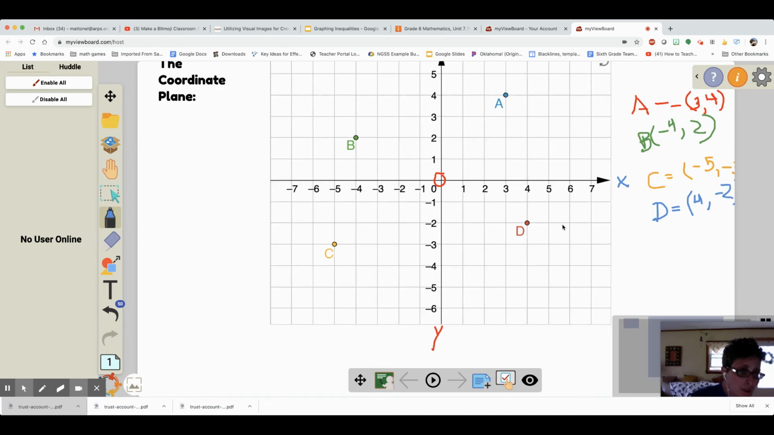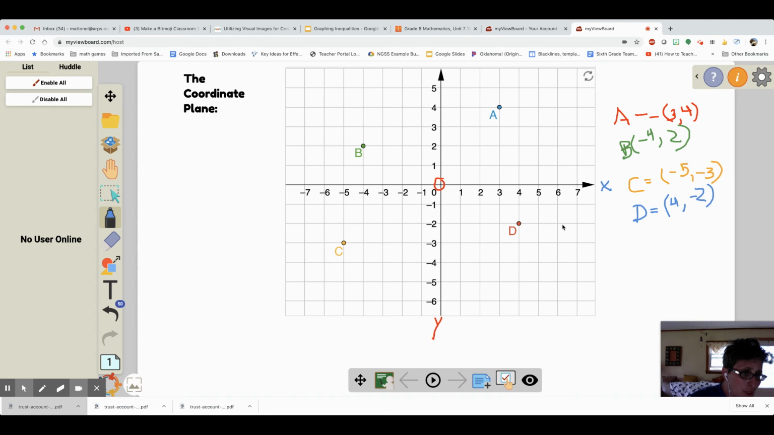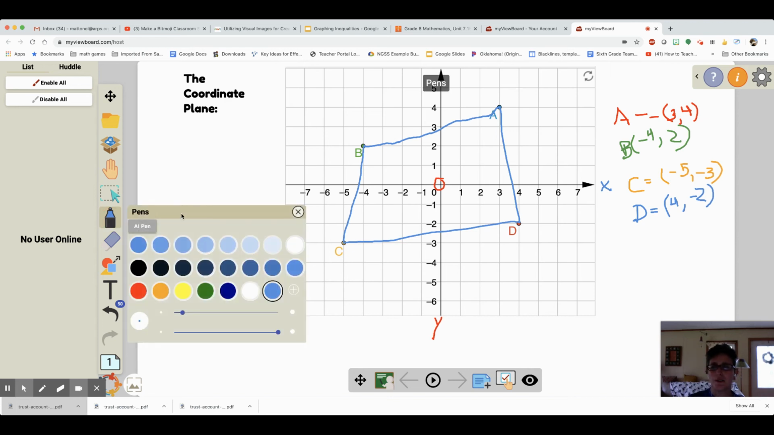Now, in the future, you might be given these points and told that they make a polygon. You would connect the points with lines straighter than mine, and you have some sort of quadrilateral. So this is how we use the coordinate plane. So remember, let's erase that part.